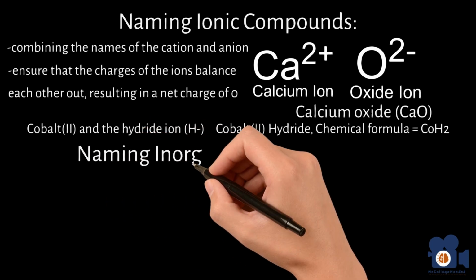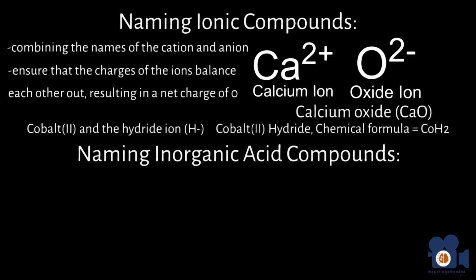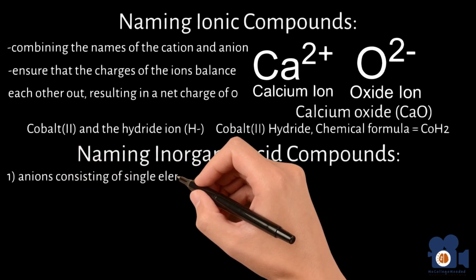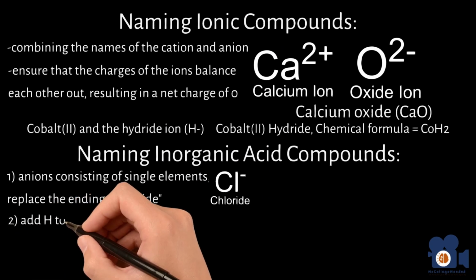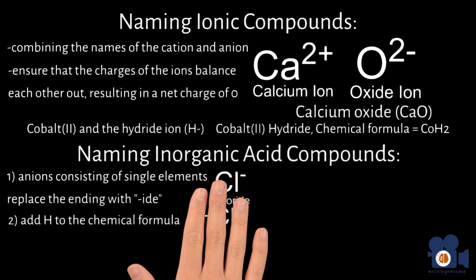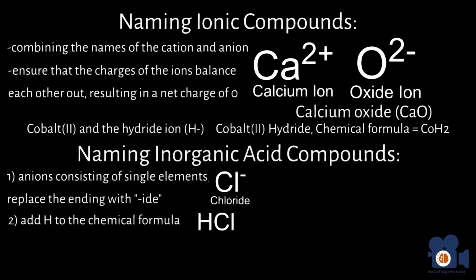Naming inorganic acid compounds builds upon previous knowledge. For anions consisting of a single element, we replace the ending with -ide. For example, the chlorine anion Cl- becomes chloride. To form an acid, we add hydrogen to the chemical formula, resulting in HCl.